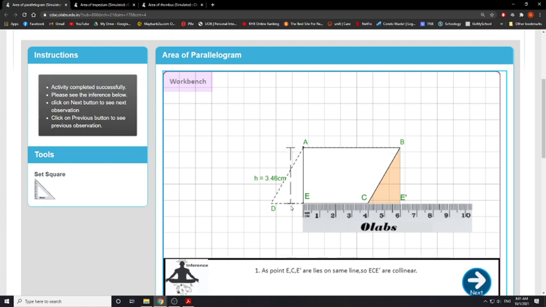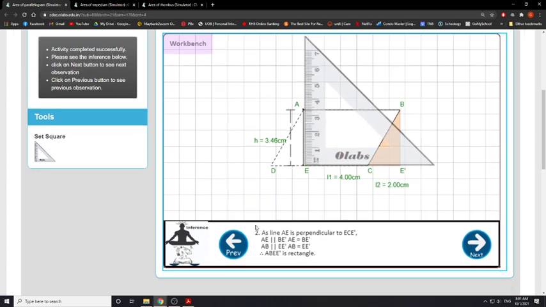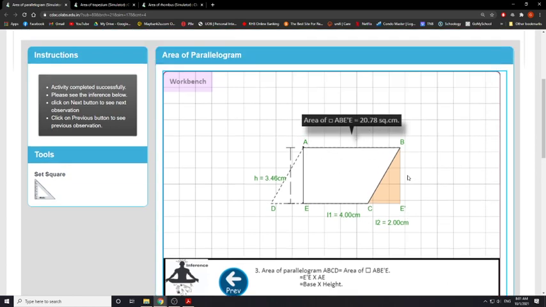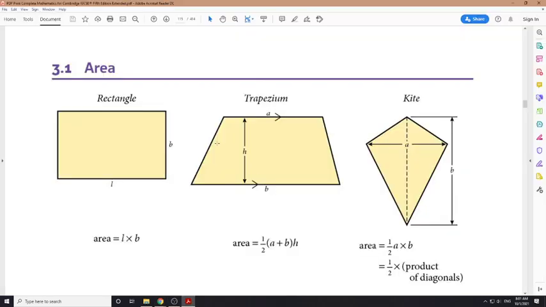And then the height, of course, later you can use Pythagoras, or in the next lesson I will teach you the other method, using trigonometry. So you have the height, you have the length, and with the height and the length you can actually calculate your rectangle. So 6 times 3.46, you get 20.78. So that is for the rectangle.